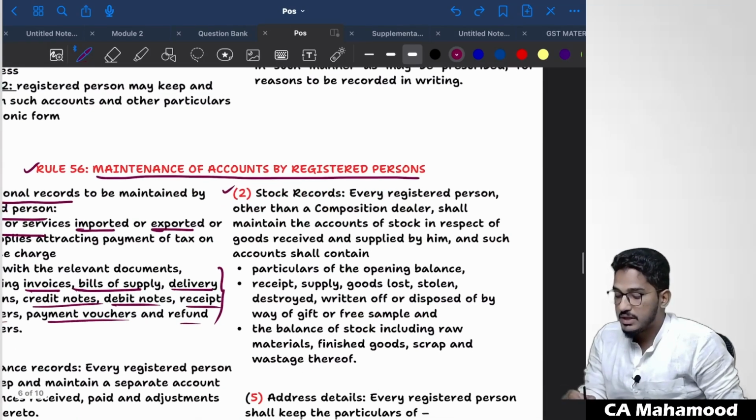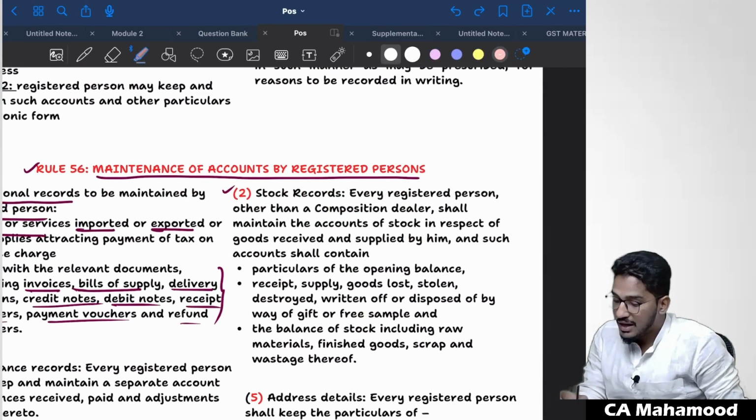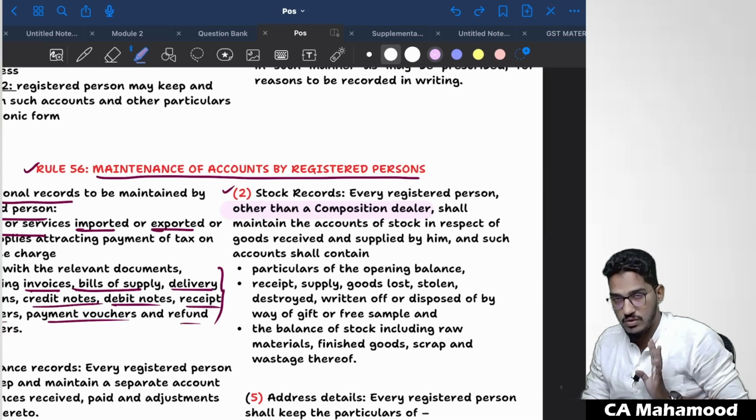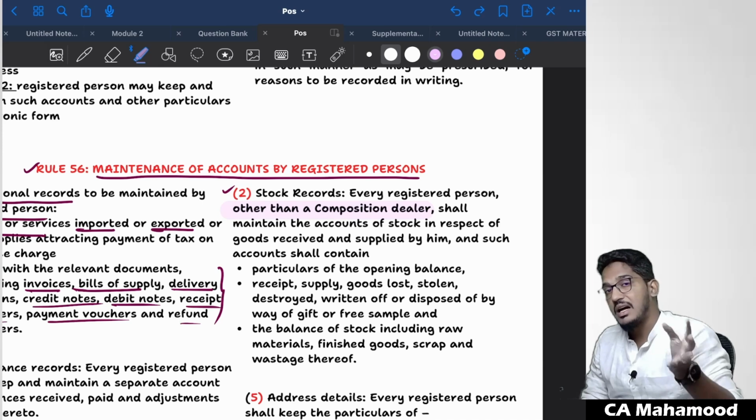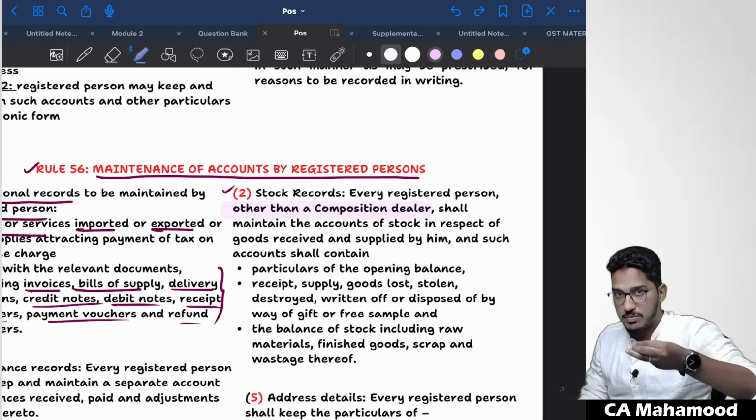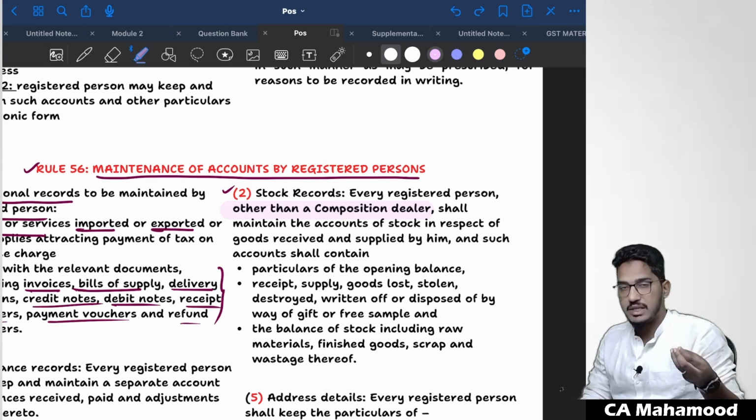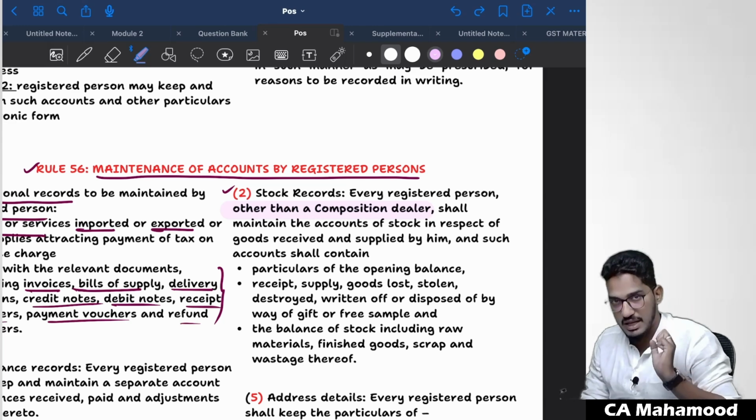And sub rule 2 specifically says that every registered person other than, very important, other than composition dealer. That means composition dealer need not maintain the stock records. Every registered person other than composition dealer has to maintain the stock records, which show the following details. That means a composition dealer may not maintain the stock records. He has been given relaxation.